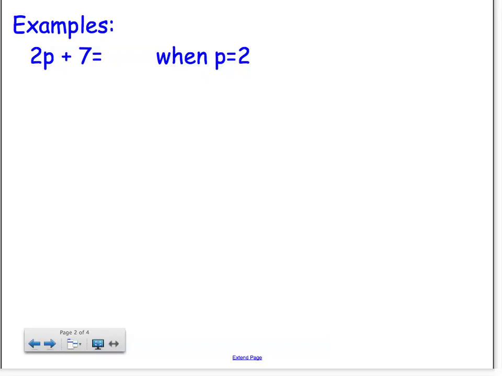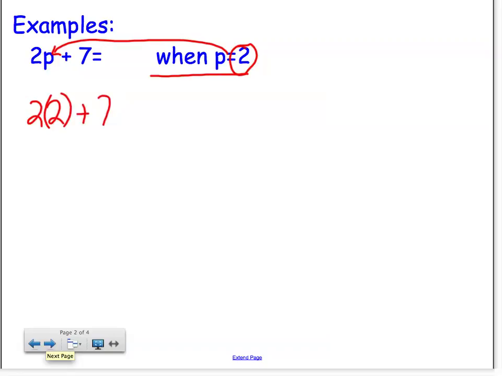Okay? So whenever you see something that says evaluate, it means that you're going to plug things in for the value that's given. So when you see something like when p is equal to 2, whenever you see a p, you're going to plug in a 2. So this problem would now look like this: 2 times p, which is 2, plus 7. Then you need to follow PEMDAS, and you do your multiplication first. So you'd have 2 times 2 equals 4, plus 7 equals 11.